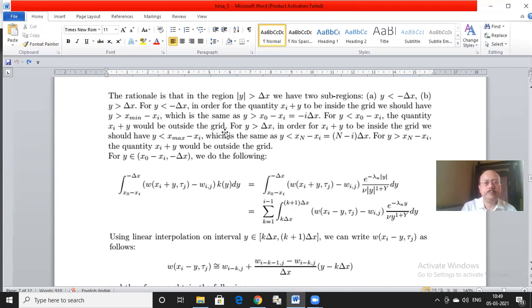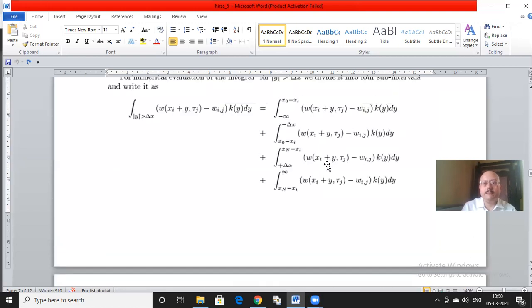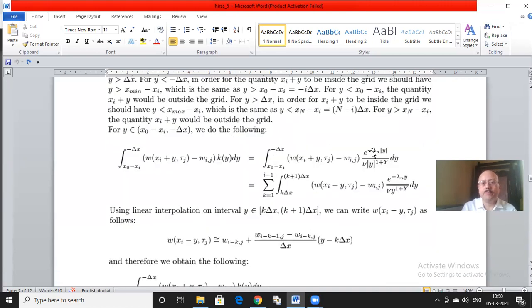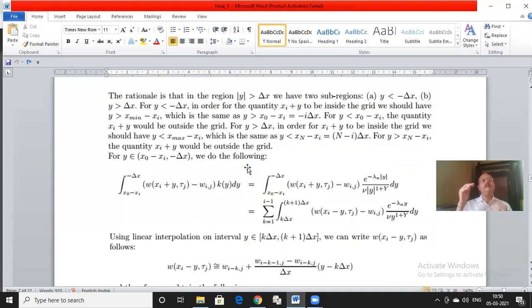For y less than x naught minus xi, the quantity will be outside the grid, so I have to cut it there. On the other side, for y greater than delta x, the same rule applies. I want xi plus y to be inside the grid, so I must have y less than x maximum minus xi, which is xn minus xi, or n minus I delta x. So these are the lower bound and upper bound respectively of the second and the third term, as we explained earlier. So that's why we cut the lower bound and upper bound there.